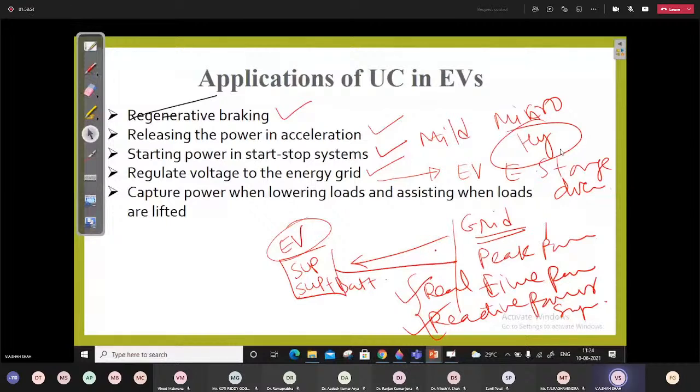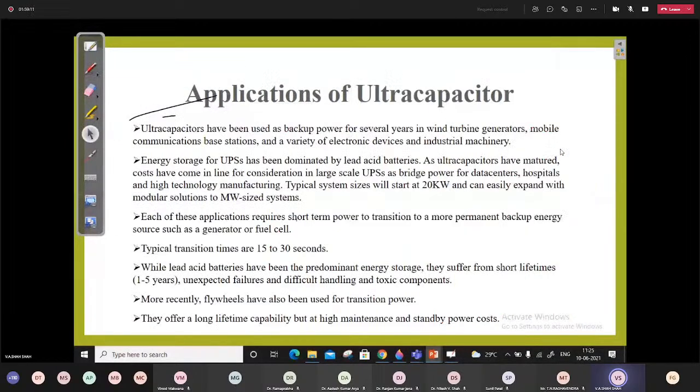Lowering loads and assisting when the loads are lifted. So in case of lift also, you can use supercapacitor. I will show you one more example in which a city bus is driven by supercapacitor only, no battery. I think I've already discussed.